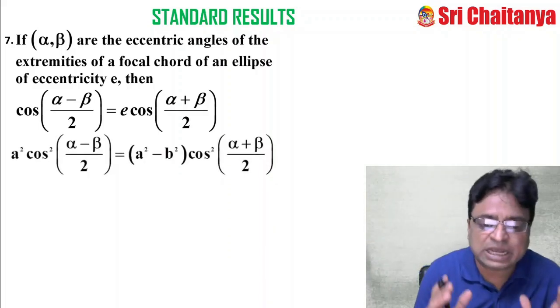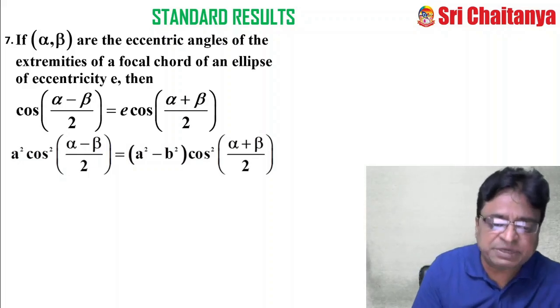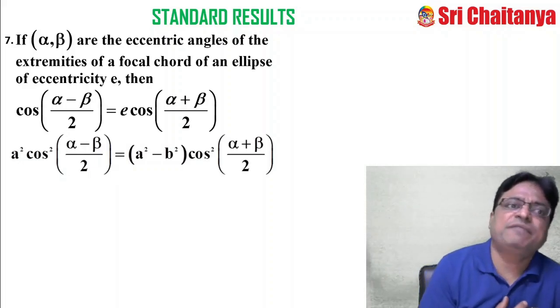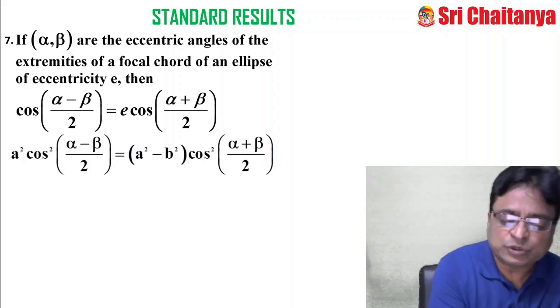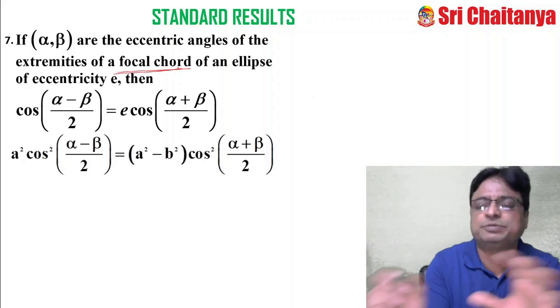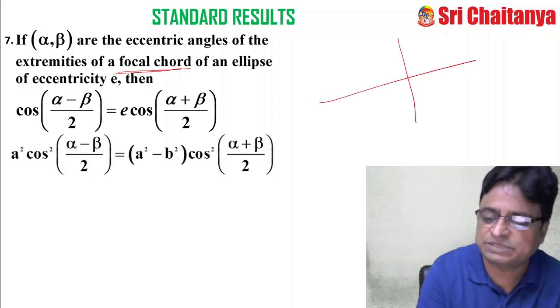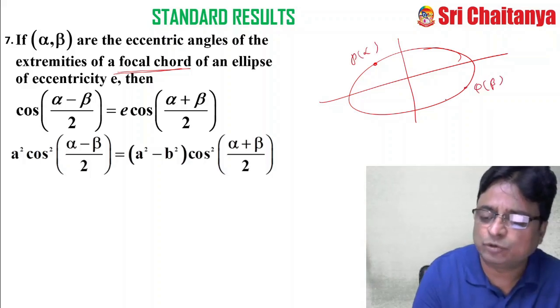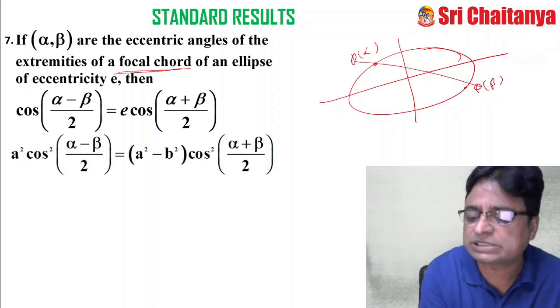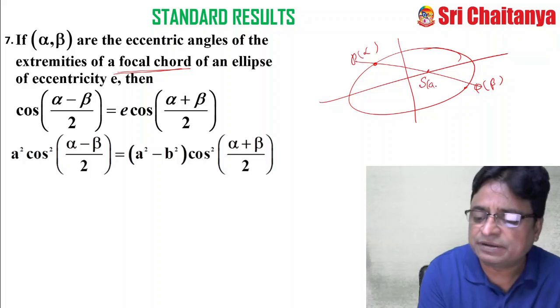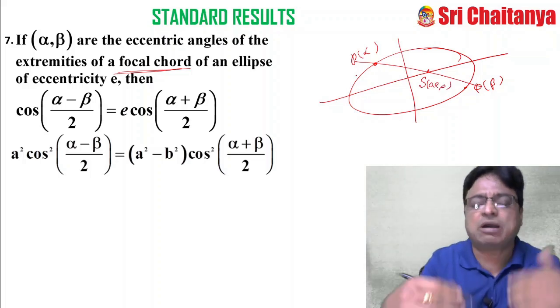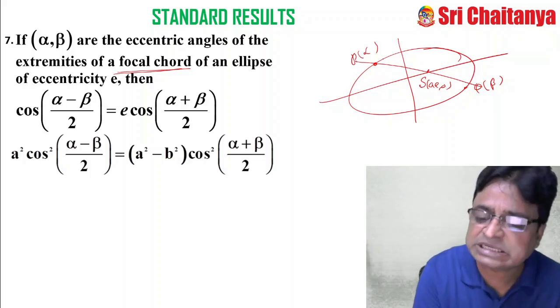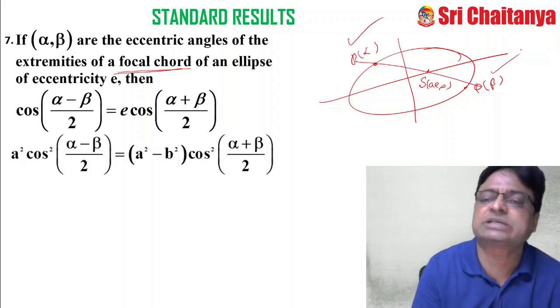If alpha, beta are the eccentric angles of the extremities of the focal chord of an ellipse of eccentricity e. So here a focal chord is given. That means the chord which passes through the focus. Suppose this is the ellipse given for you, and suppose this is P of alpha, and this is Q of beta, these are the two eccentric angles, and this passes through the focus, this is S. Because if a chord passes through the focus, then the chord is nothing but the focal chord. These alpha and beta are the extremities of the focal chord.